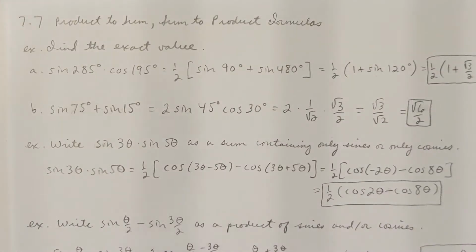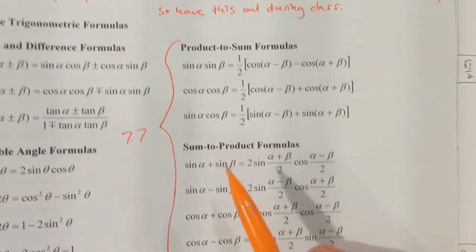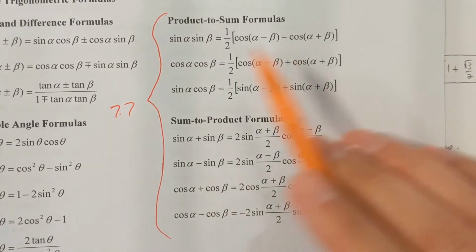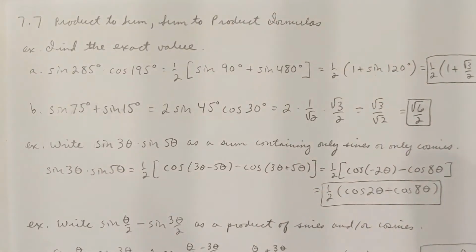Okay, I'm going to finish up chapter 7 now. 7.7 is the last section that we're covering, and we're talking about the product to sum and sum to product formulas. Here are the formulas in that group in this section. I'll be referring to those for different examples here. We'll get right to it.